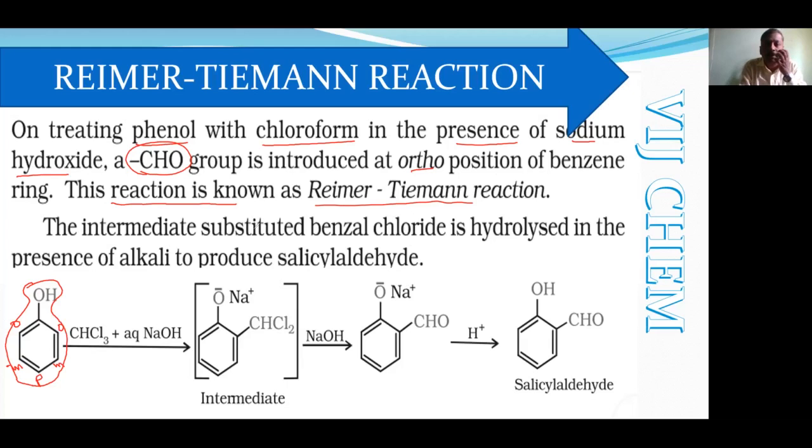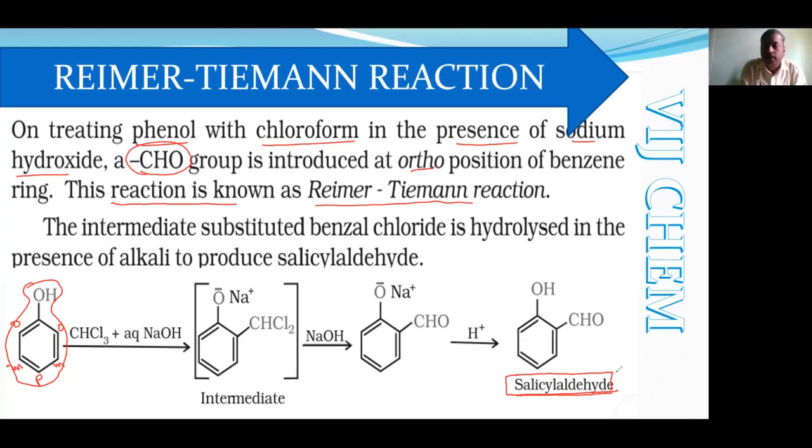If you have to write in short, what is the Reimer-Tiemann reaction? The reaction in which an aldehyde group is introduced to phenol at the ortho position by treating it with chloroform is called the Reimer-Tiemann reaction. What is the reactant? Phenol and chloroform. What is the reagent? Aqueous NaOH. And what is the product? Salicylic aldehyde. Previously in Kolb's reaction we prepared salicylic acid; in the Reimer-Tiemann reaction we are going to produce salicylic aldehyde.